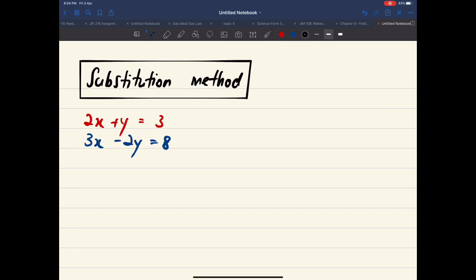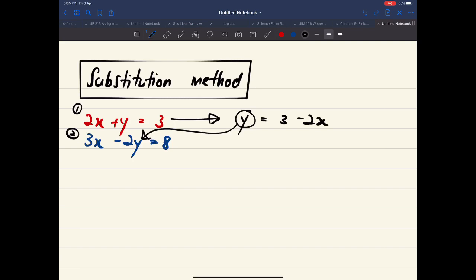So here I'll pick this one and I'll make y the subject. When I make y the subject, the answer will be 3 minus 2x. What is the next step? Now I have to take this value of y and put it into the second equation. This is my first equation, this is my second equation.